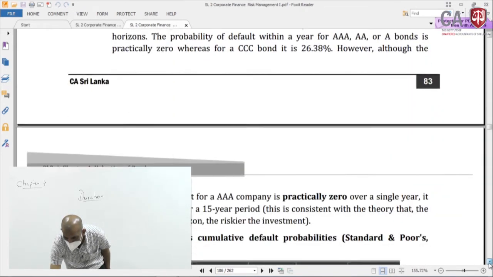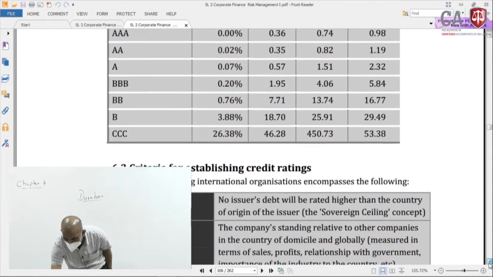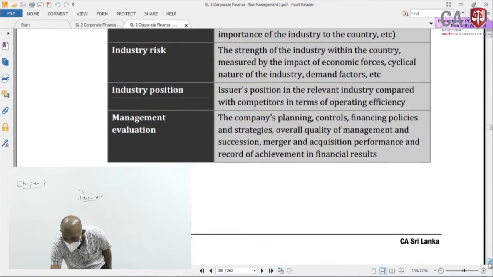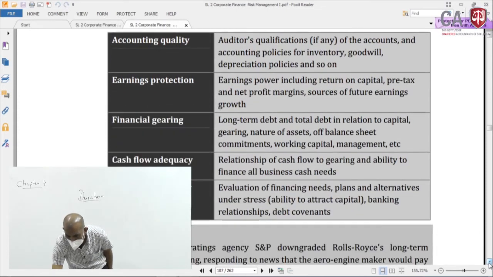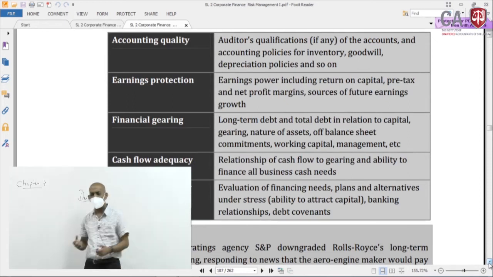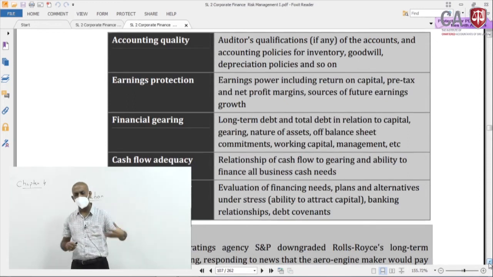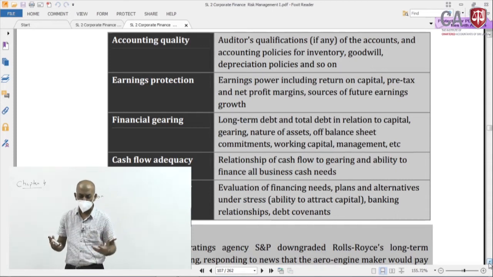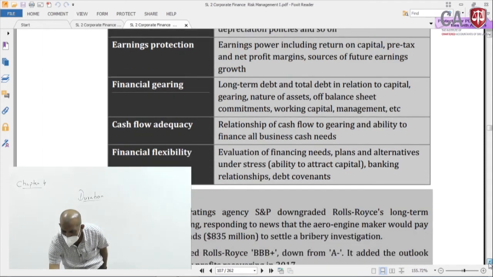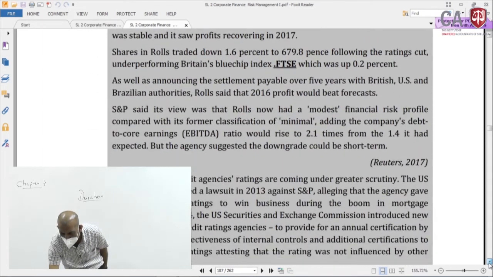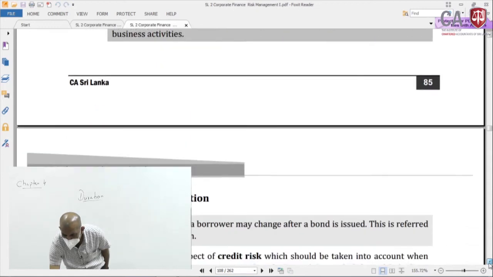You can read that balance part. What aspects do they look at in giving the rating? As I mentioned earlier, your company's gearing, cash flows, profitability, how strong you are in terms of your repayments, how your cash flows are going to work, the financial flexibility you have, and the auditors' qualifications. All of that is relevant for the rating company to decide the rating of your organization.